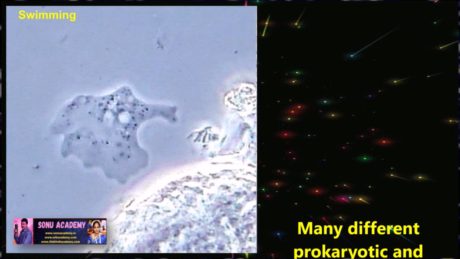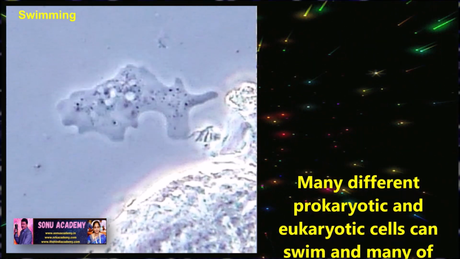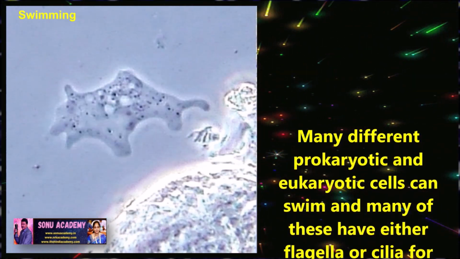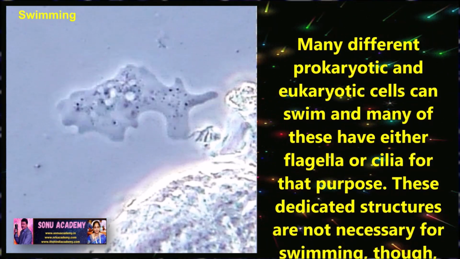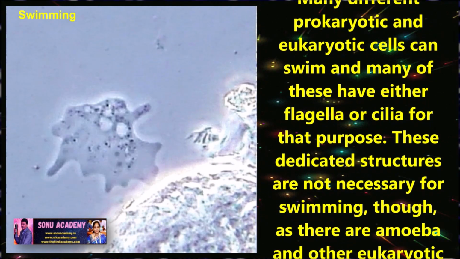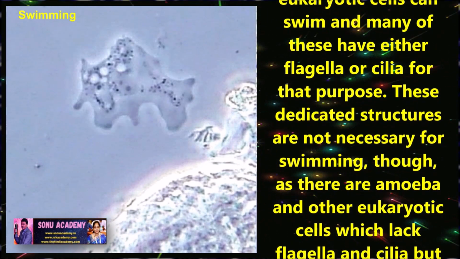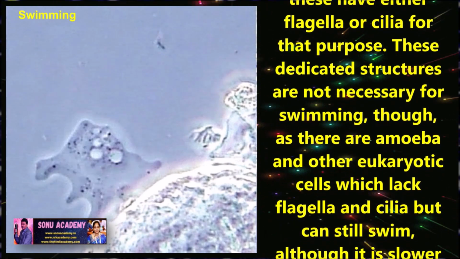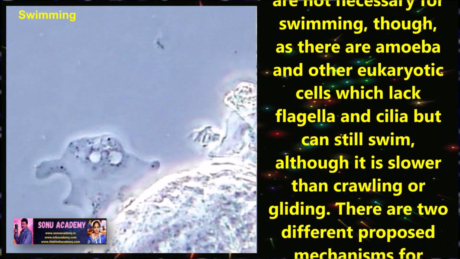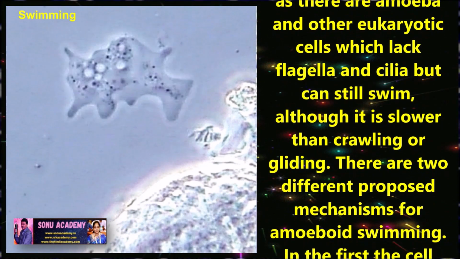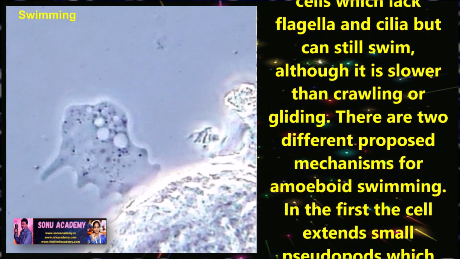Now let us discuss swimming. Many different prokaryotic and eukaryotic cells can swim, and many of them have either flagella or cilia for that purpose. These dedicated structures are not necessary for swimming, as there are amoebae and other eukaryotic cells which lack flagella and cilia but can still swim, although it is slower than crawling or gliding.